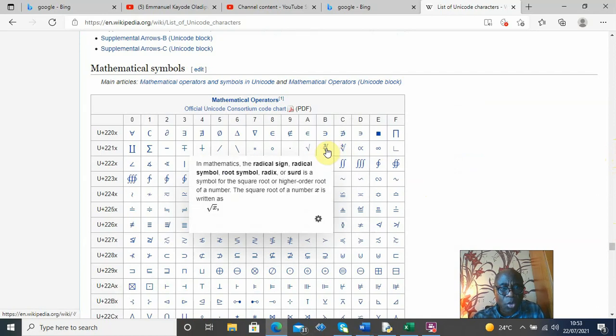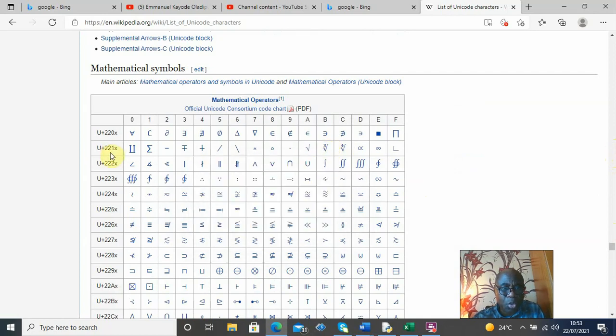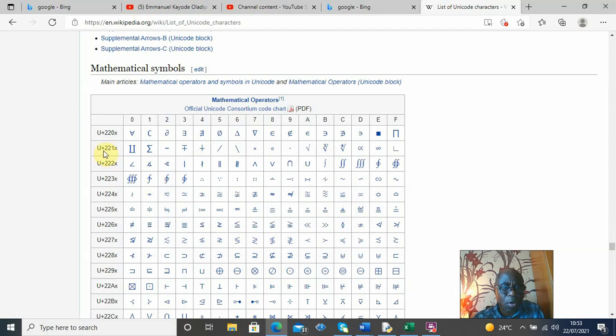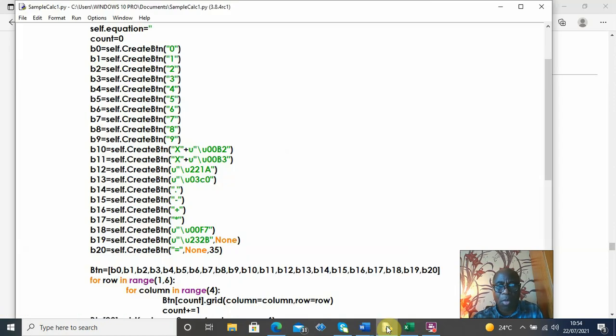Remember how I told you need to write this? This will be U221B. As you can see, this is the cube root. What I told you before, you will omit the plus. You simply just write U221. You omit the X, and this is B. U221B.